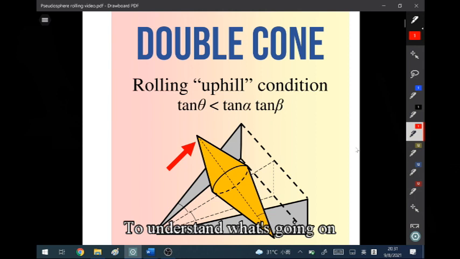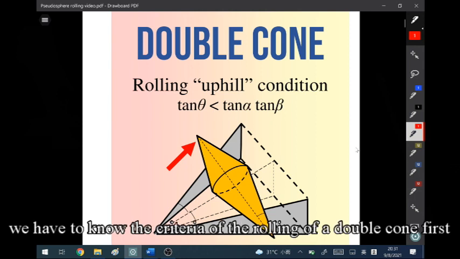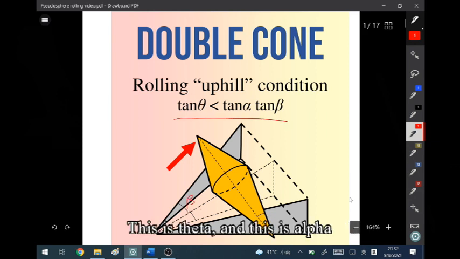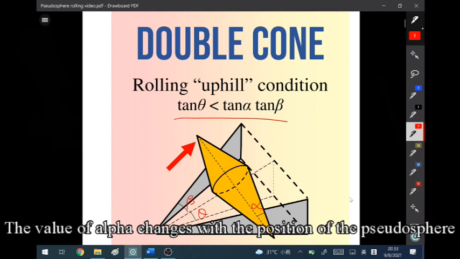To understand what's going on, we have to know the criteria of the rolling of a double cone first. The criteria is given by this formula, where this is beta, this is theta, and this is alpha. The value of alpha changes with the position of the pseudosphere.